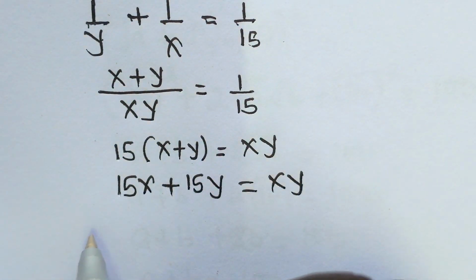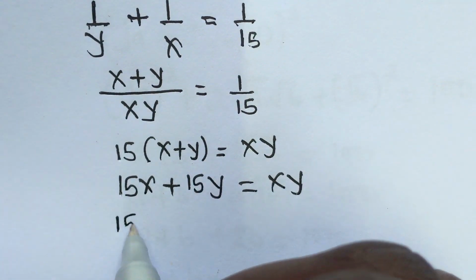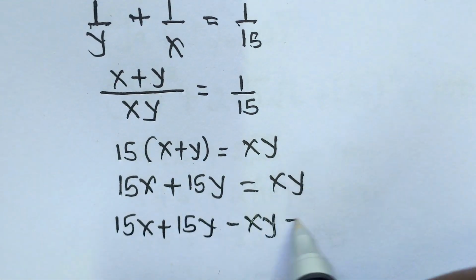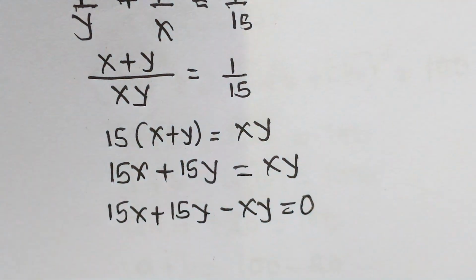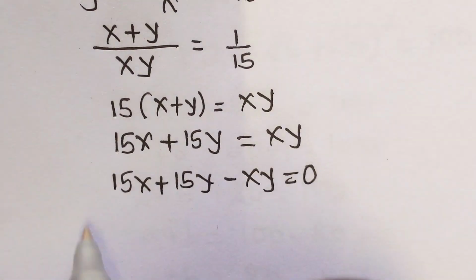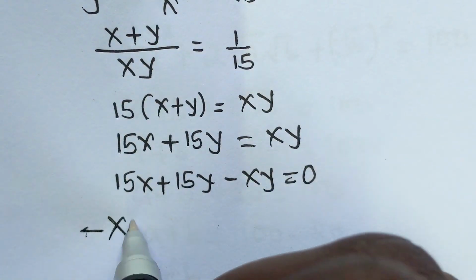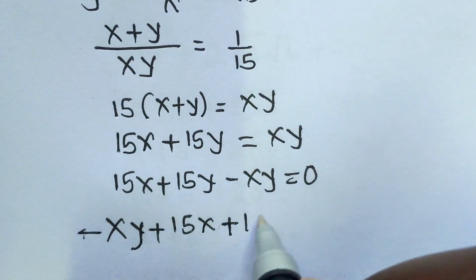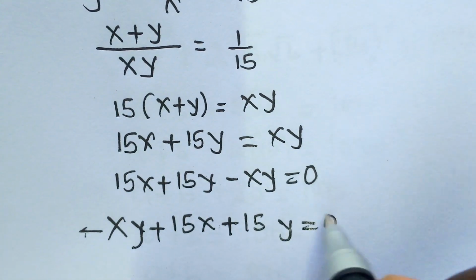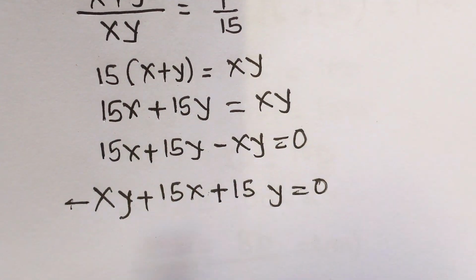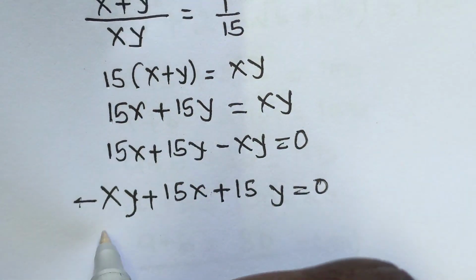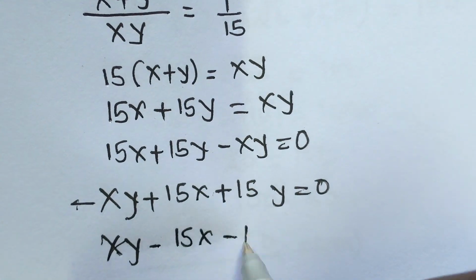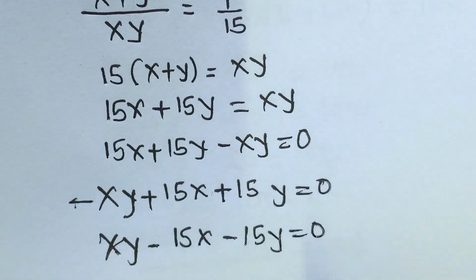Then this can be 15x plus 15y minus xy equals 0. At this moment, by rearranging, we shall write negative xy plus 15x plus 15y equals 0. By dividing by negative on both sides, we shall remain with xy minus 15x minus 15y equals 0.